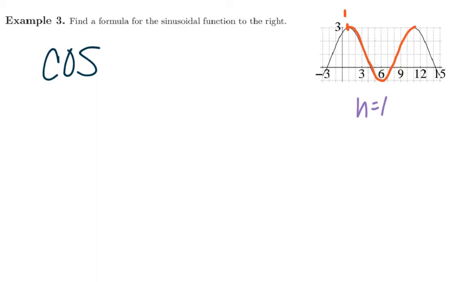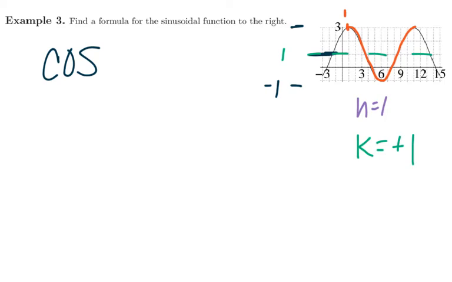So we can look at our graph and see that our max here is at 3, and then our minimum here appears to be at -1. So then halfway between those would be our midline, and that is at +1. So if our midline is at +1, then our k must be +1.